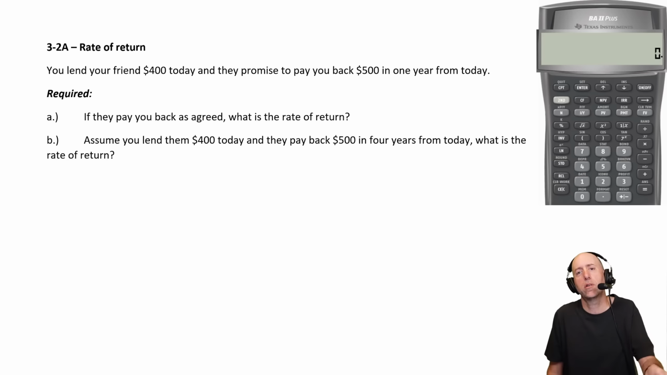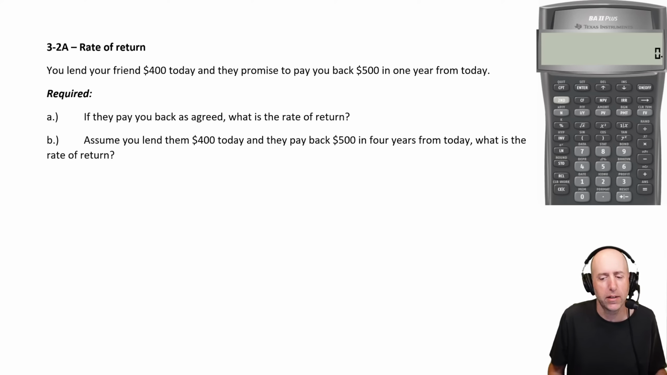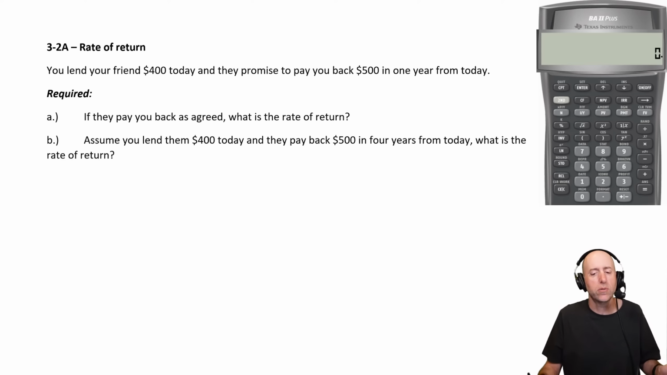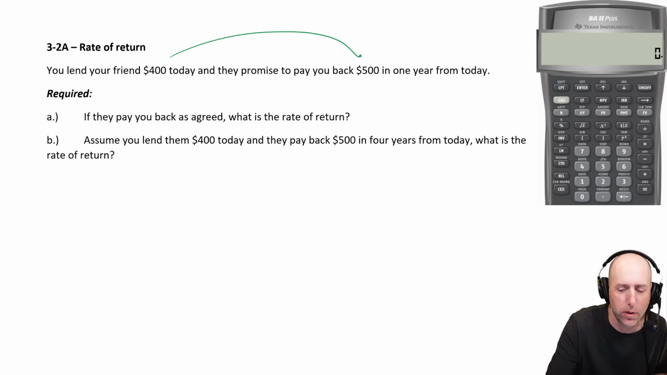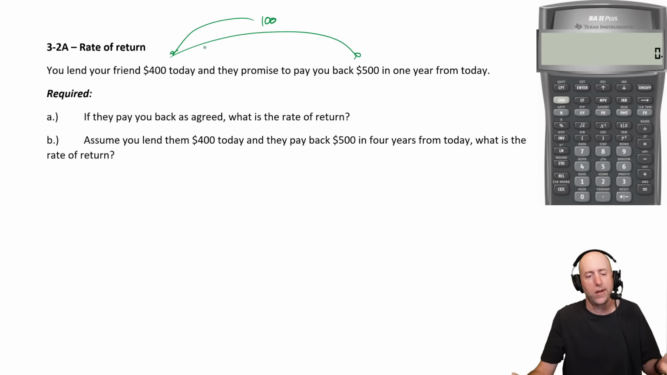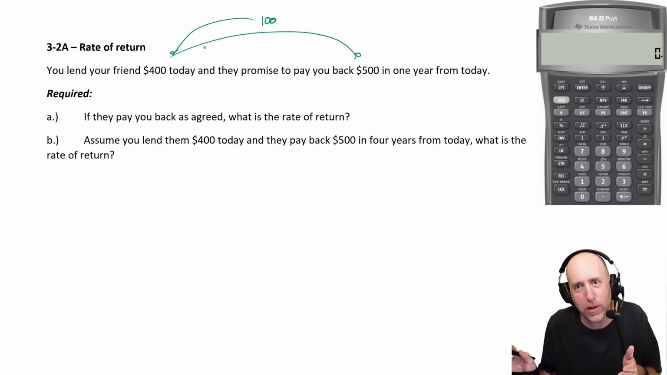If you give them $400 today, you get $500 back in a year. What's your return? I think you can intuit the return. You can say, well, I went from 400 to 500. That's $100 in interest on a $400 investment. That's 100 over 400, 25% return. But let's math this out, and I think that's the correct answer.